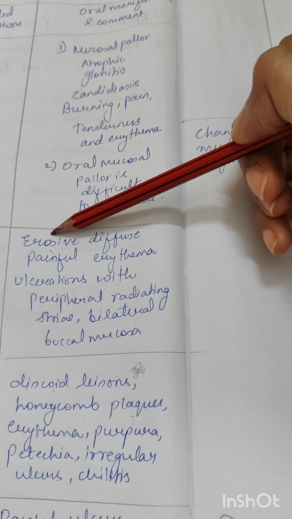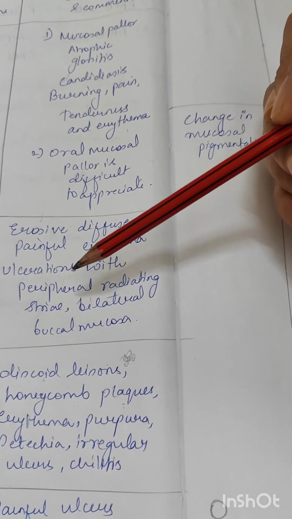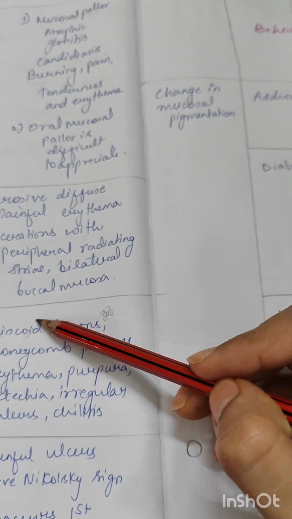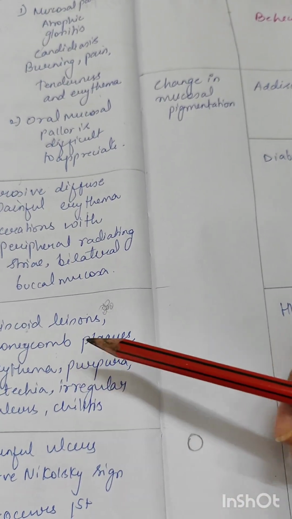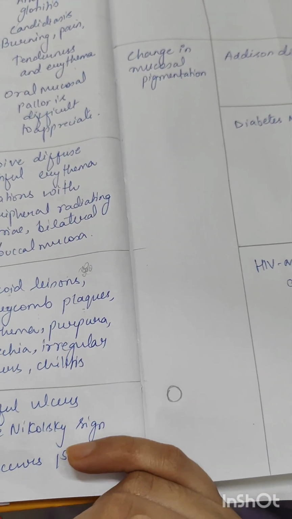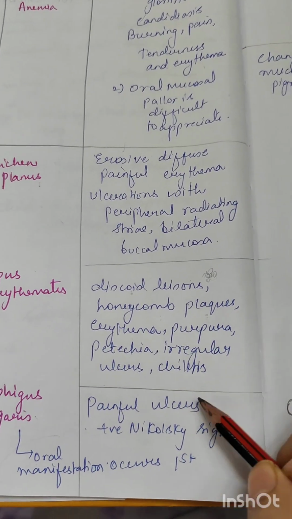Lichen planus: erosive, diffuse, painful erythema, ulceration, white striae, usually present on bilateral buccal mucosa. Lupus erythematosus: discoid lesion, honeycomb plaque, erythema, purpura, petechiae, irregular ulcers, and cheilitis. Pemphigus vulgaris: the first manifestation occurs orally. It has painful ulcers and Nikolsky sign is positive.